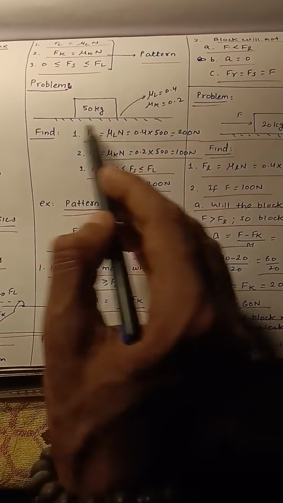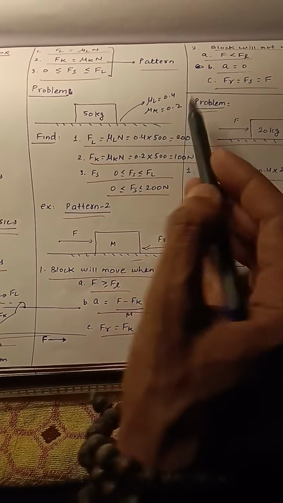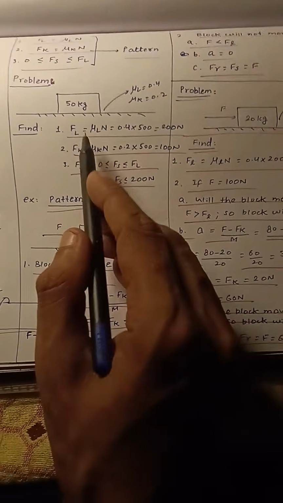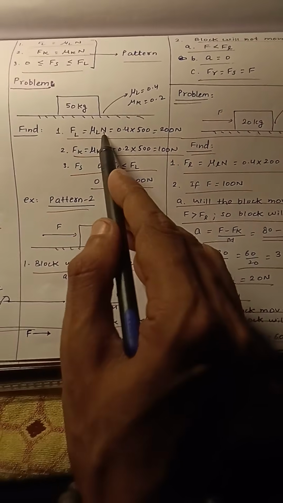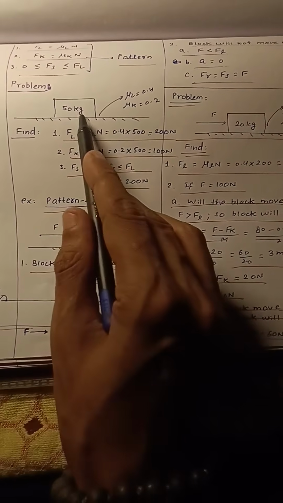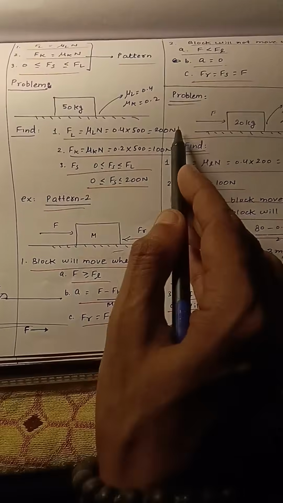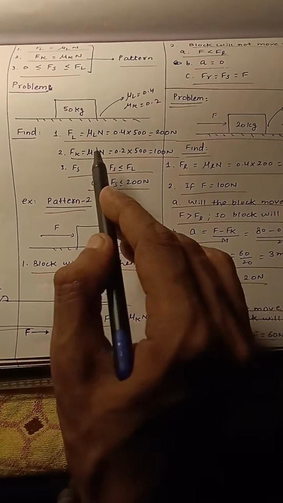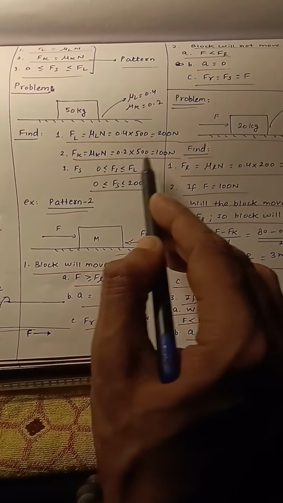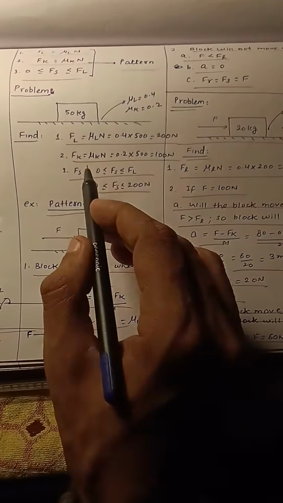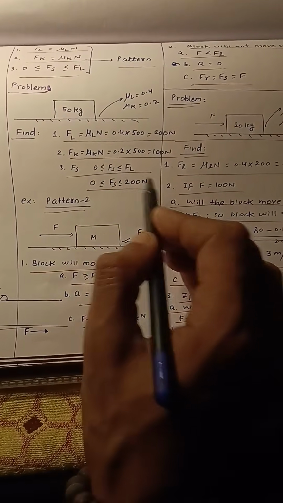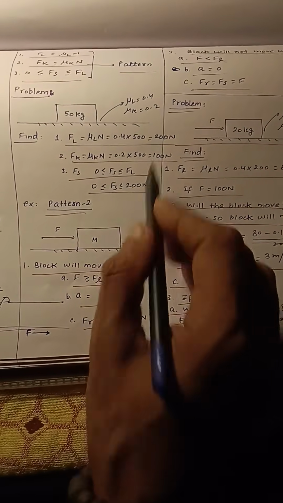So suppose we take a block of mass 50 kg, mu L here is 0.4, mu K is 0.2. The first question is limiting friction, so it is mu limiting into N. Mu limiting here is 0.4, normal reaction will be 500, so that will be 200 Newton. Next question is kinetic friction, mu K into N, so that is 0.2 into 500, which will be 100 Newton. Next is static friction, it will lie between 0 and limiting friction, so it will lie between 0 to 200 Newton. So that is the analysis.